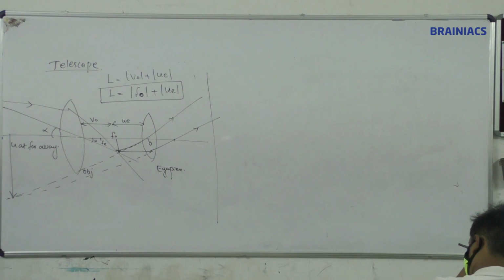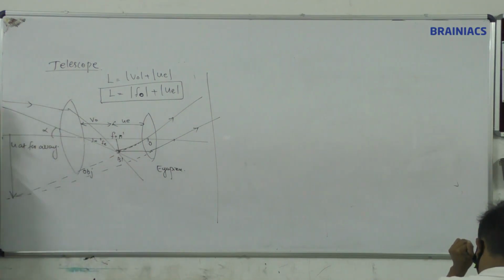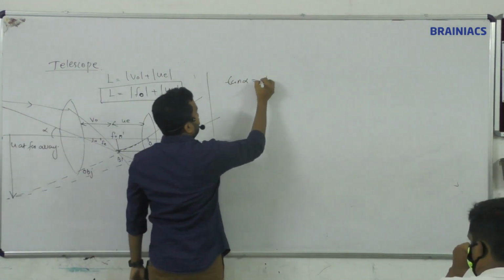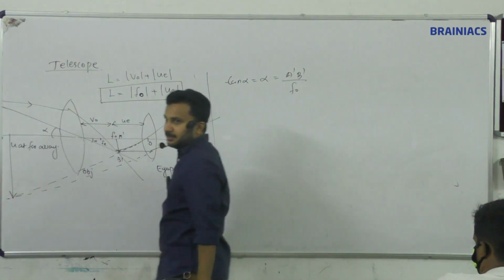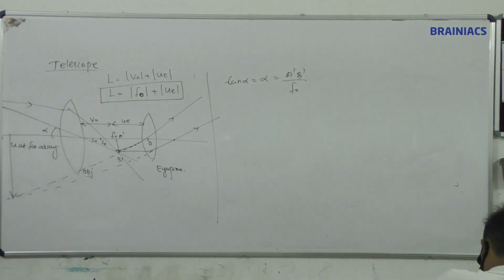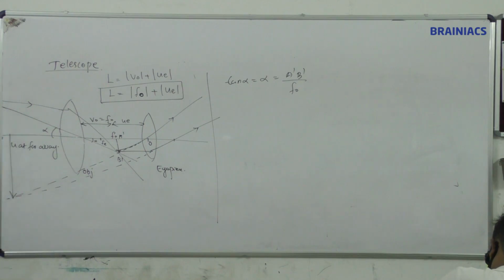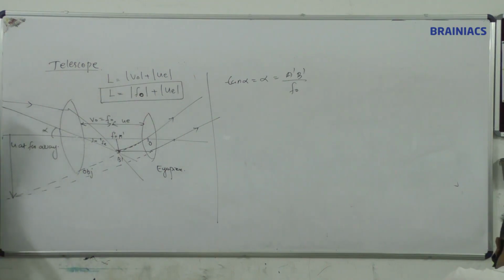Now can you tell me what is alpha? Let me consider this as A dash B dash. Tan alpha equals A dash B dash divided by F naught, and V naught equals F naught, both are the same. So the first length equation is tan alpha equals A dash B dash divided by F naught.